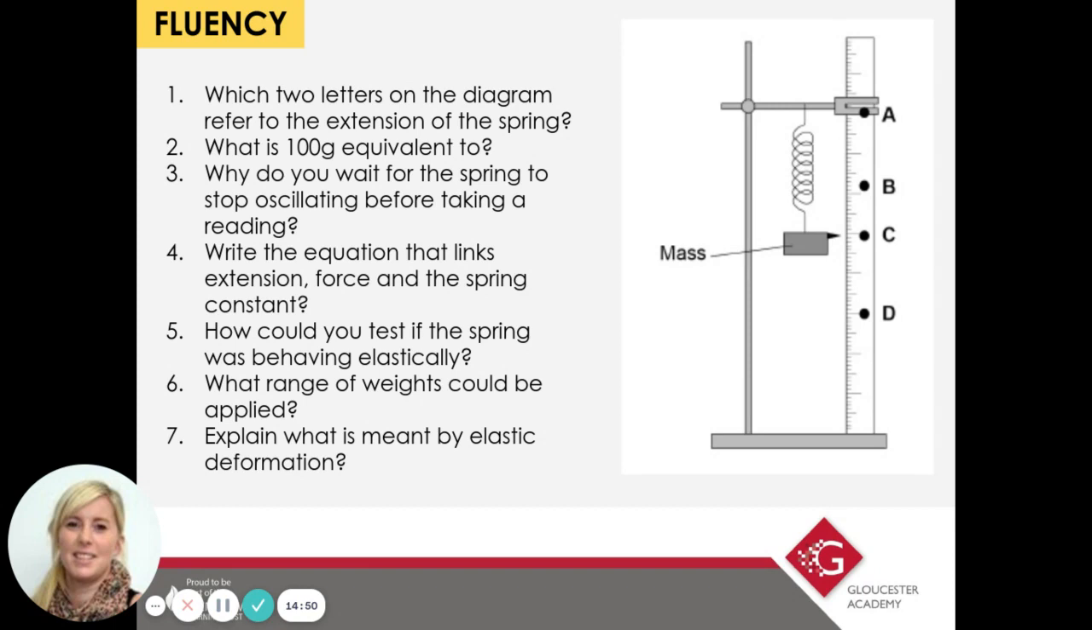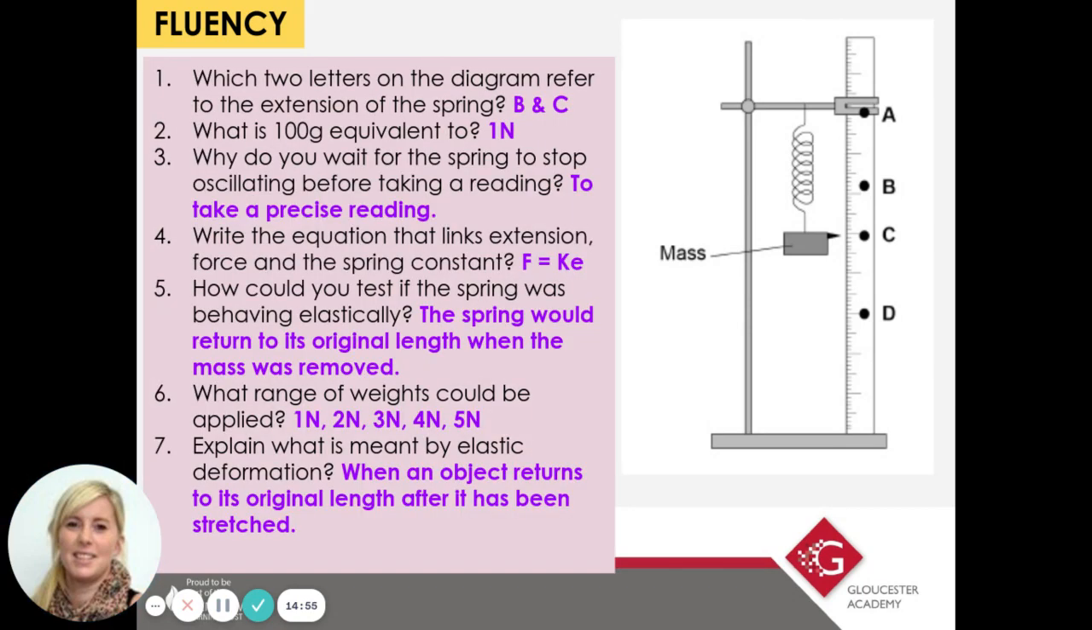Okay, so 7 minutes later, let's go through the answers. Number 1, which 2 letters on the diagram refer to the extension of the spring? It's B and C. Obviously, A and B would be the original length of the spring when there was no load. And I think C to D would be where it's stretched beyond its elastic limit, that limit of proportionality.